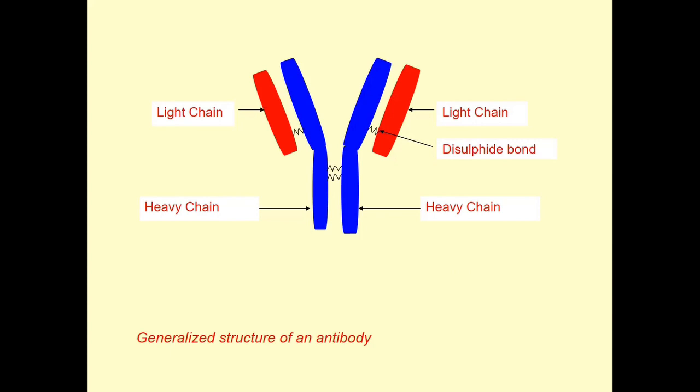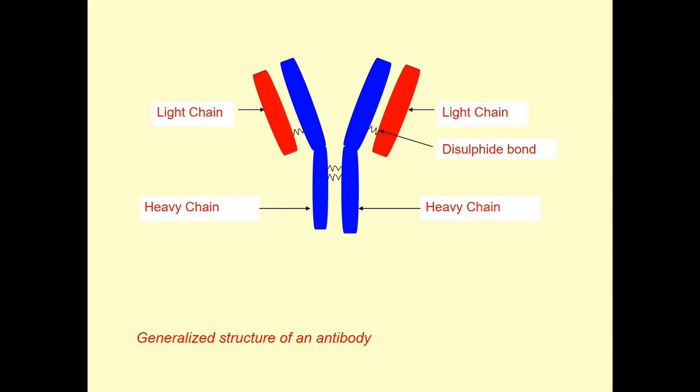So they're made up of 4 polypeptide chains. They consist of 2 identical light chains, which you can see in red here in this diagram, and 2 identical heavy chains. The heavy chains have a high molecular weight, they're depicted in blue here, and the light chains depicted in red have a lower molecular weight. So that's where they get the light or heavy chain name.